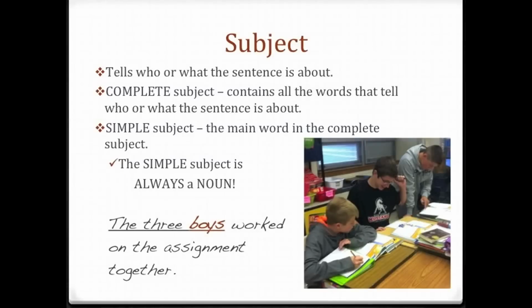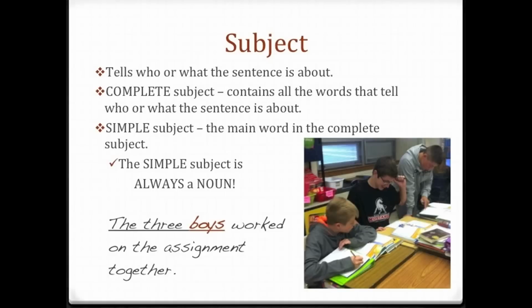This is the first term you will need to remember. Every sentence has a subject. If you write a sentence without a subject, you've actually written a sentence fragment or incomplete sentence. The subject of a sentence tells who or what the sentence is about. The subject can be broken down a little bit more. In a sentence, the complete subject contains all the words that tell who or what the sentence is about.